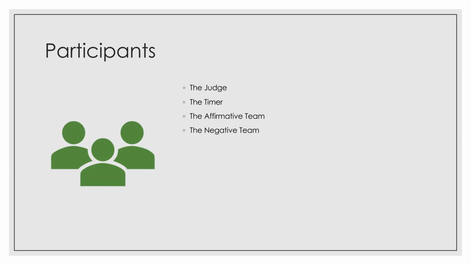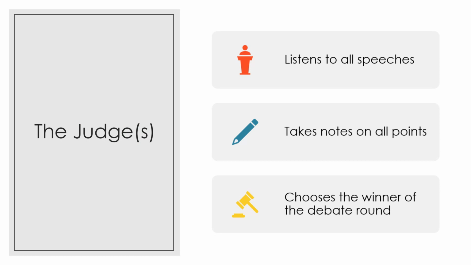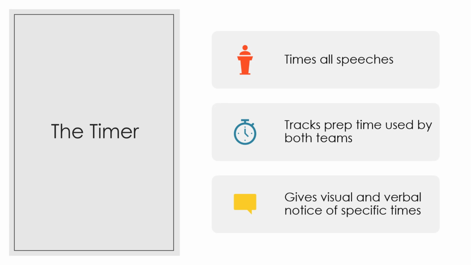In the participants category, we have the judge, the timer, the affirmative team, and the negative team. The judge or judges listen to all the speeches, take notes on all the points that both teams make, and choose the winner of the debate round at the end. The timer times all of the speeches, tracks the prep time used by both teams, and gives visual and verbal notice of specific times, like 1 minute remaining, 30 seconds remaining, and time's up. This is most important during the prep time.